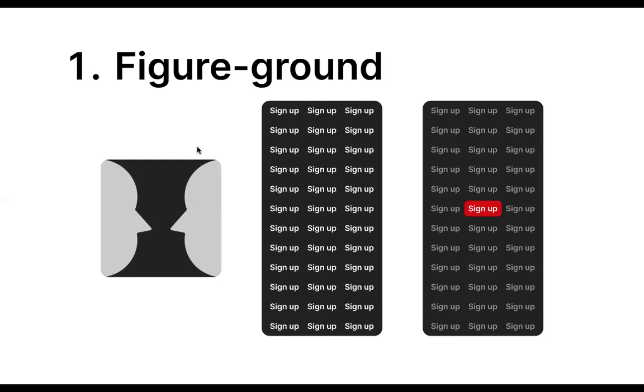So that's basically what the figure ground principle is. And in the same way, this sign-up page, we saw it on the page before, how the black becomes the background and the sign-up becomes the foreground. And here, the background becomes the sign up, whereas this thing automatically becomes a button. Do you understand?